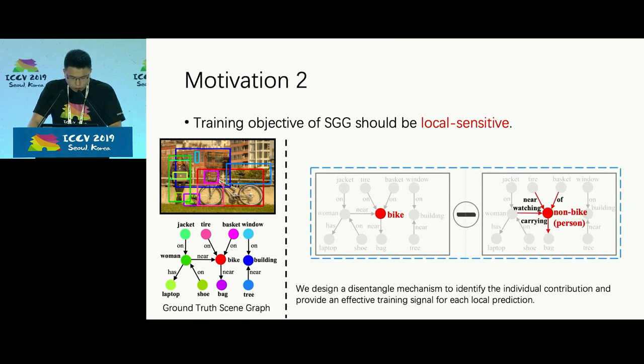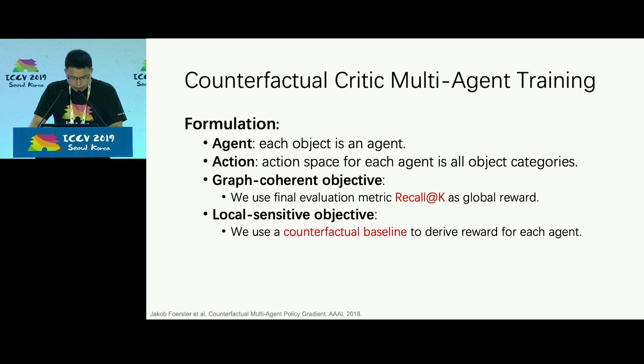Meanwhile, the training objective of scene graph generation should be local sensitive. By local sensitive, we mean that the training objective is sensitive to the change of a single node. Since the graph coherent objective is a global pooling quantity, the individual contribution of each node is lost. Thus, we need to design a disentangled mechanism to identify the individual contribution, which helps to provide an effective training signal for each local prediction. In this paper, we propose a novel training paradigm, counterfactual critic multi-agent training.